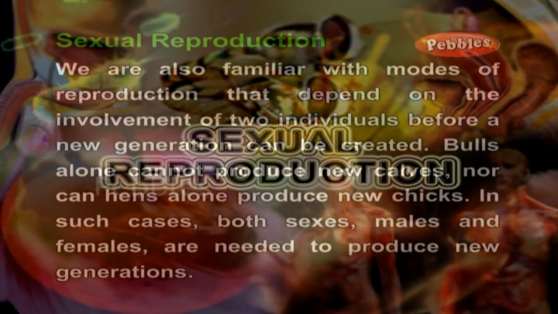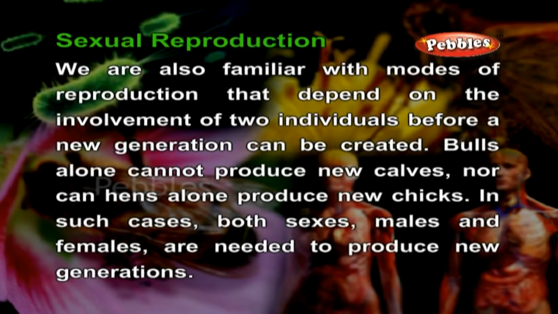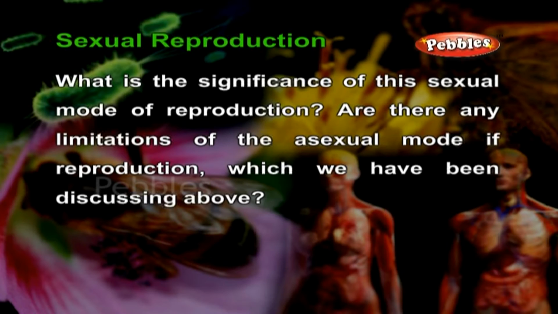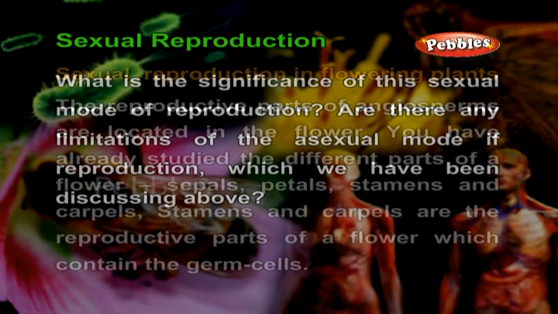Sexual reproduction. We are also familiar with modes of reproduction that depend on the involvement of two individuals before a new generation can be created. Bulls alone cannot produce new calves, nor can hens alone produce new chicks. In such cases, both sexes, males and females, are needed to produce new generations. What is the significance of this sexual mode of reproduction? Are there any limitations of the asexual mode of reproduction which we have been discussing above?